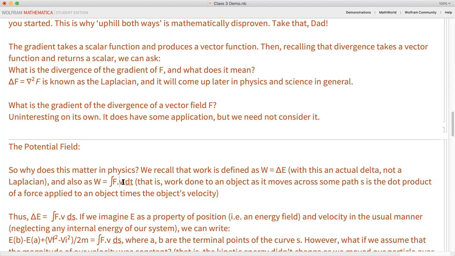So we have some position curve. This is the position curve's derivative with respect to t, and we're doing it over the time. And then we take the dot product of the force with the velocity over the path, and that's work, right? You learned that in the last physics course, I assume? Cool, yeah.